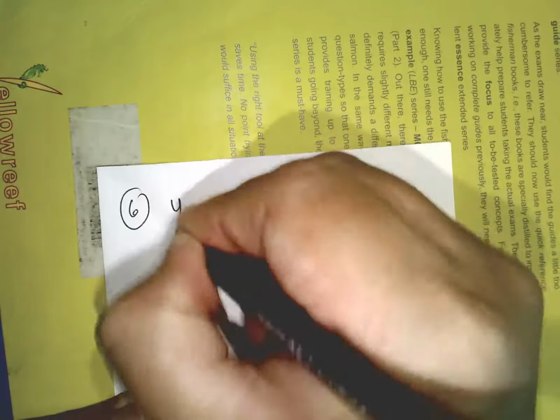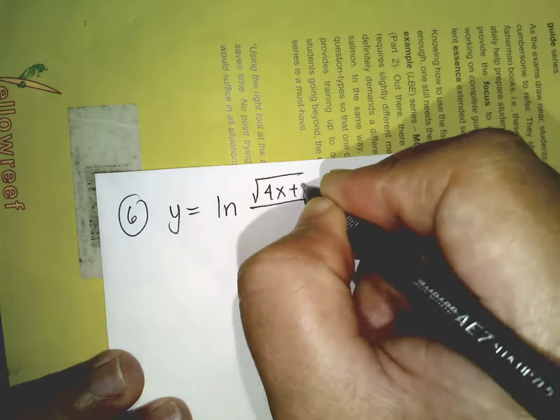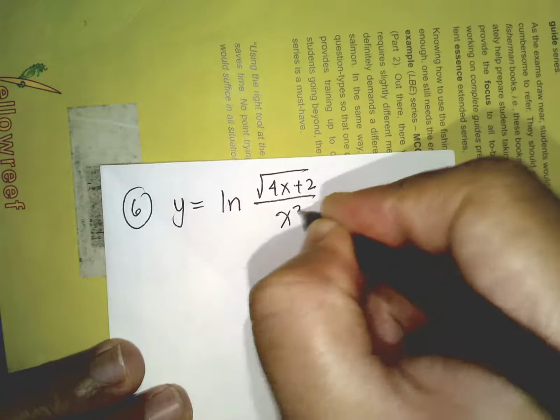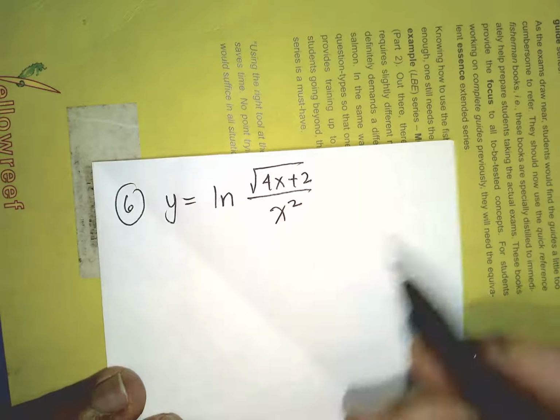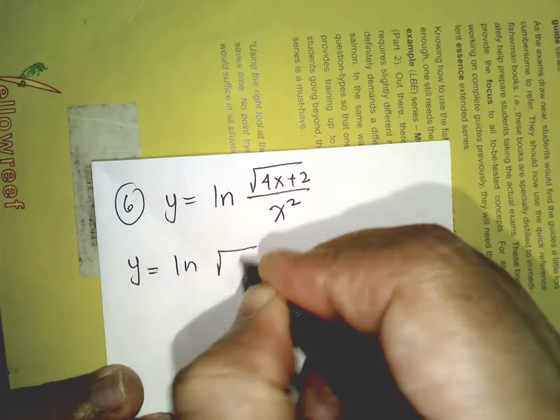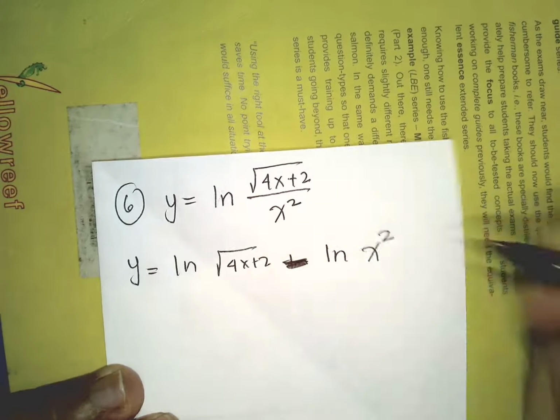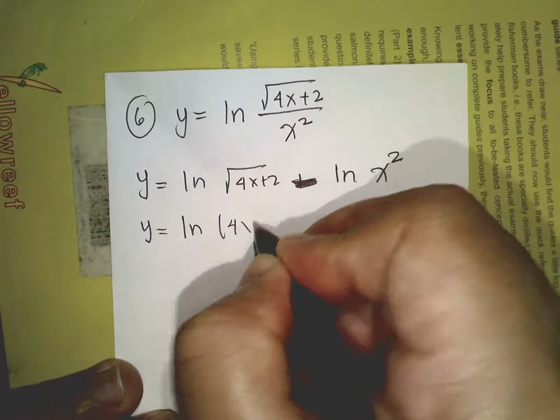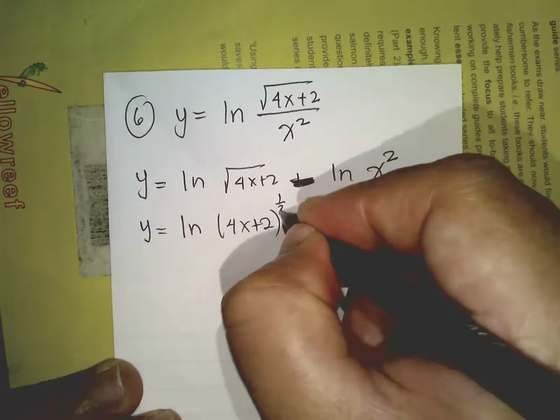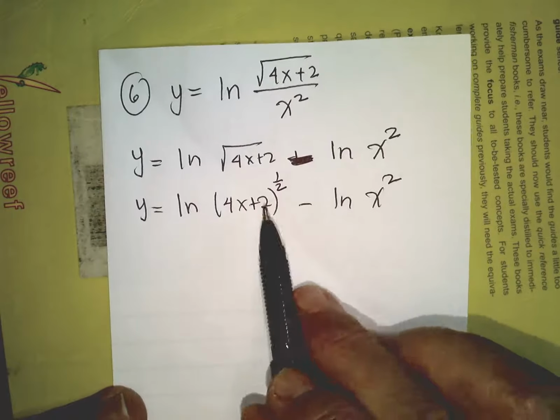So I'm going to give you more example. Maybe example number 6. Your y is equal to the natural logarithm of square root of 4x plus 2, divided by x squared. So again, you need to simplify this using the laws of logarithm. So y is equal to the natural logarithm of 4x plus 2, minus, because we're dealing with quotient, minus natural logarithm of x squared. After that, it is better to write it in terms of the power. So the square root of 4x plus 2 is the same as 4x plus 2 raised to the half, minus ln of x squared.